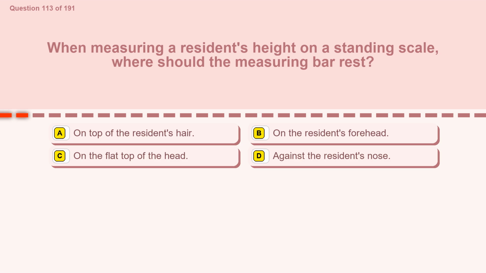Question 113. When measuring a resident's height on a standing scale, where should the measuring bar rest? Option A. On top of the resident's hair. Option B. On the resident's forehead. Option C. On the flat top of the head. Option D. Against the resident's nose.